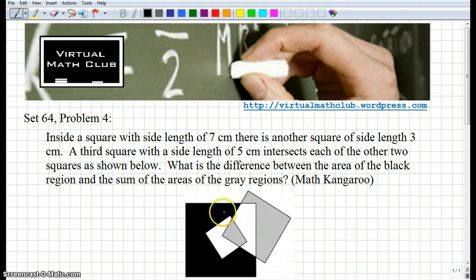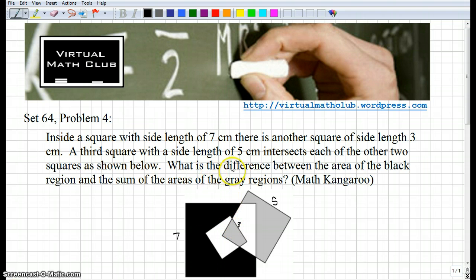Alright, in this problem we've got a square inside of a bigger square, and then we have this other medium-sized square overlapping the two. Okay, we're told that the side length of the largest square is 7. The side length of this medium one is 5. And the side length of this small one is 3.